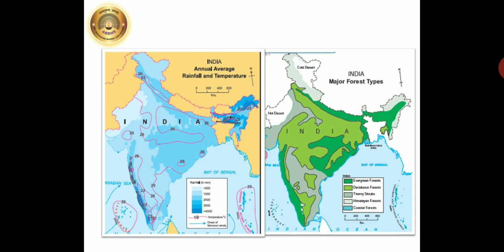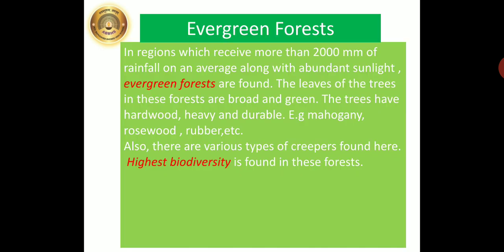Now one of these regions in the evergreen forest region are our Western Ghats or the Sahyadri mountain ranges. Here a lot of biodiversity is found and hence it is declared as one of the World Heritage Sites. Now what are evergreen forests? We have already studied in the previous video about the evergreen forest.